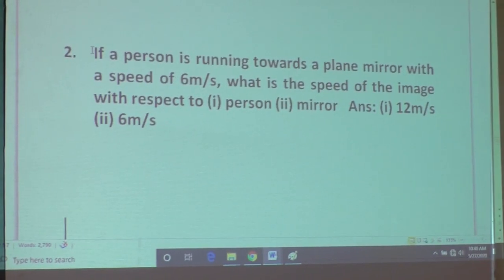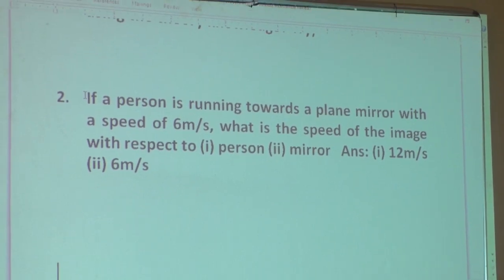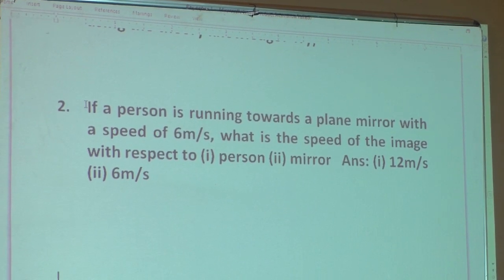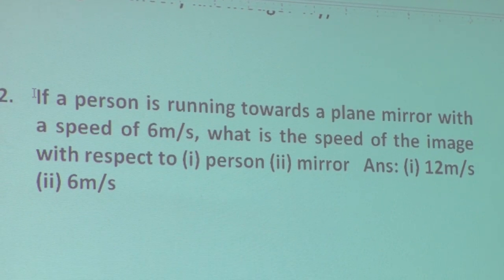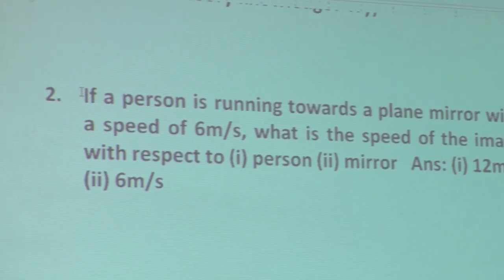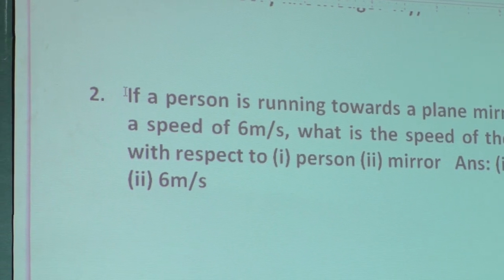If a person is running towards a plane mirror, it's a plane mirror problem, with a speed of 6 meters per second, what is the speed of the image with respect to the person, and what is the speed of the image with respect to the mirror? If the mirror is also a living being, and you ask the mirror with what speed the image is running, what is its answer? Okay. Coming to the problem now, the velocity of the object is 6 meters per second. That's all the data.